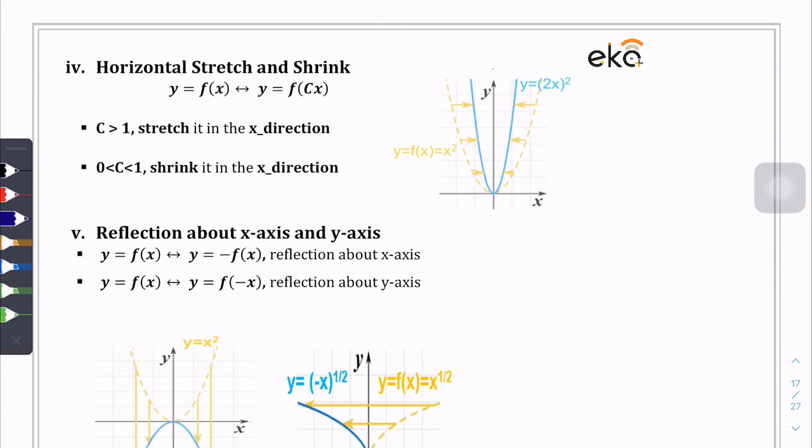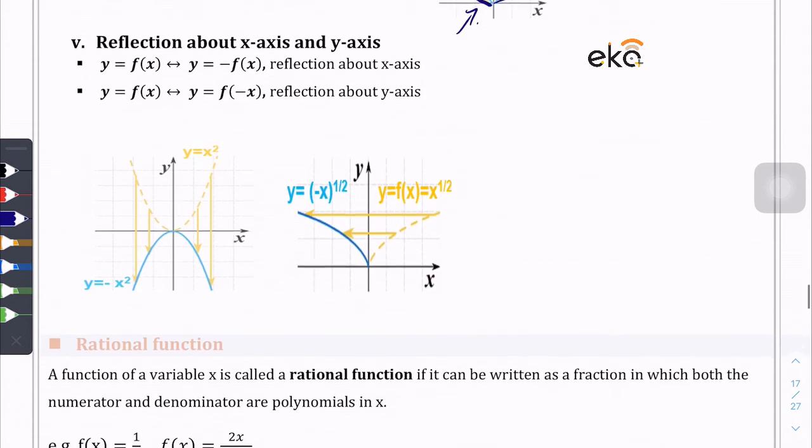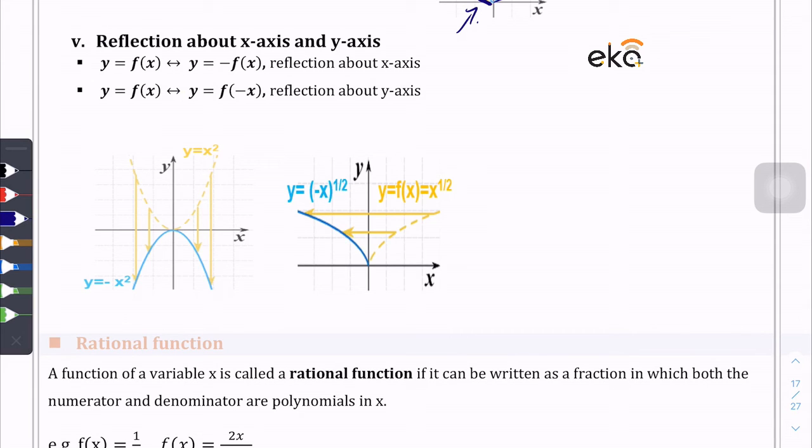Horizontal stretch and shrink. The function before was y equals f(x), now becomes y equals f(c times x). Okay, when c is greater than 1, for example this one, it shrinks to the inside. Okay, becomes smaller. When c is greater than 0 but smaller than 1, it stretches to the outside of the function y equals. Okay, got it?